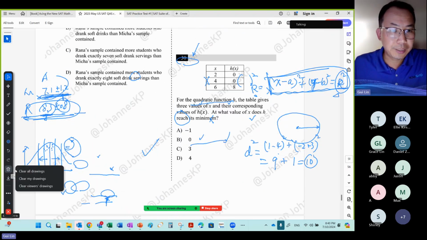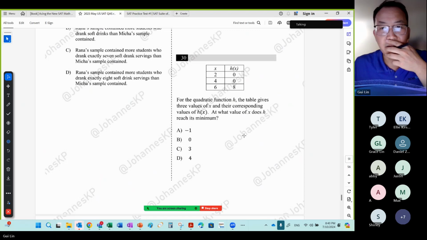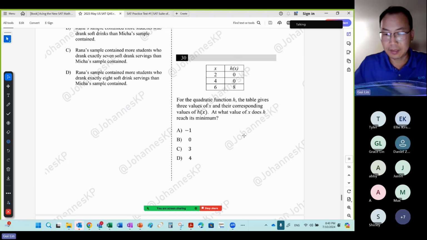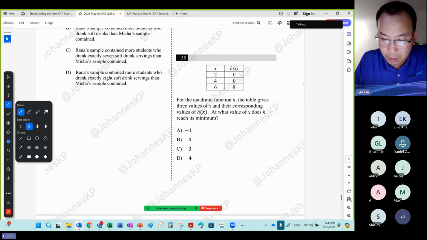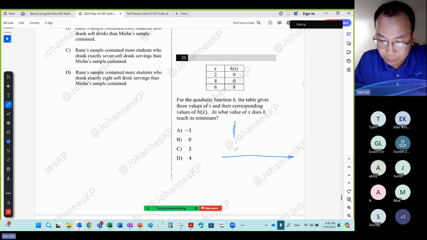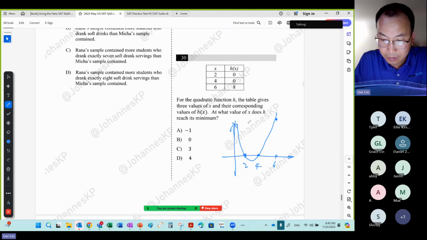All right, so 30. It's a table of a function again. The quadratic function h, they have given you 3 data points, so we can find out. Right? So let's do graphing. When x equals 2, 4, 6: when x is 2 we got 0, the 4 also got 0, and 6 got 8. So it looks like this, right? At what value of x does h reach its minimum?